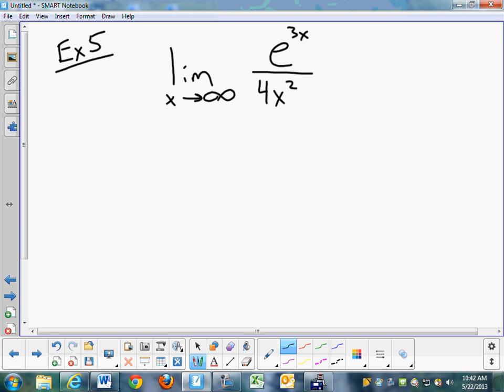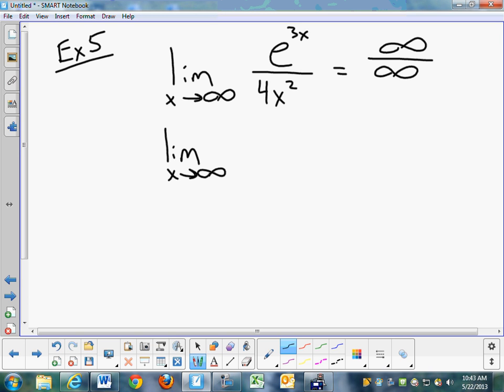Let's look at a different kind of example. We have the limit as x goes to infinity of e to the 3x divided by 4x squared. So if you were to plug in infinity, what would this part be? Infinity over infinity. So therefore we have an indeterminate form. So now you need to apply L'Hopital's rule.